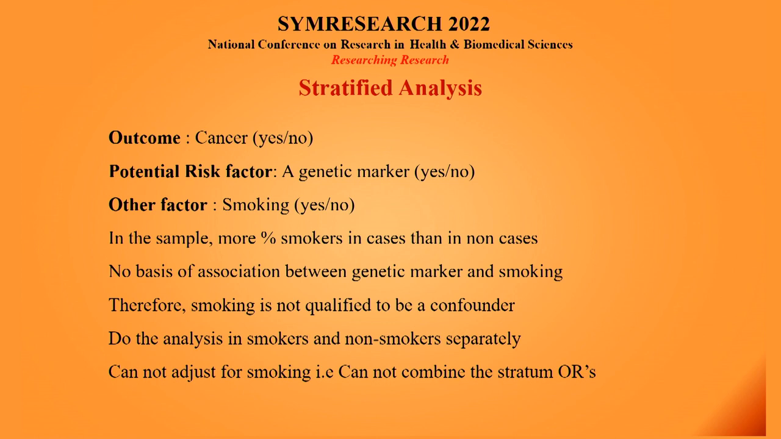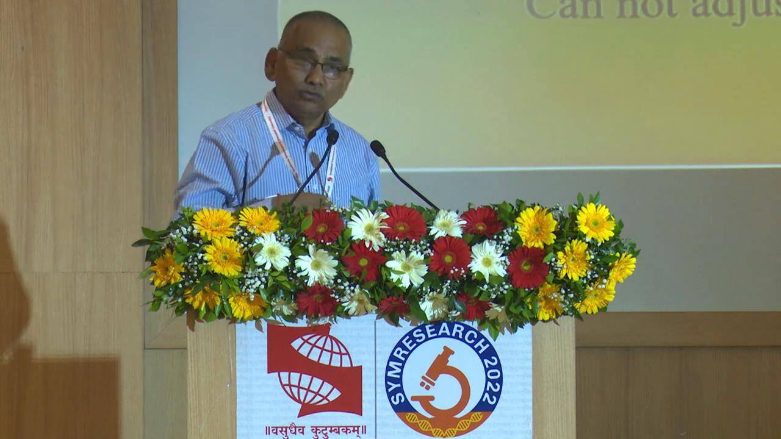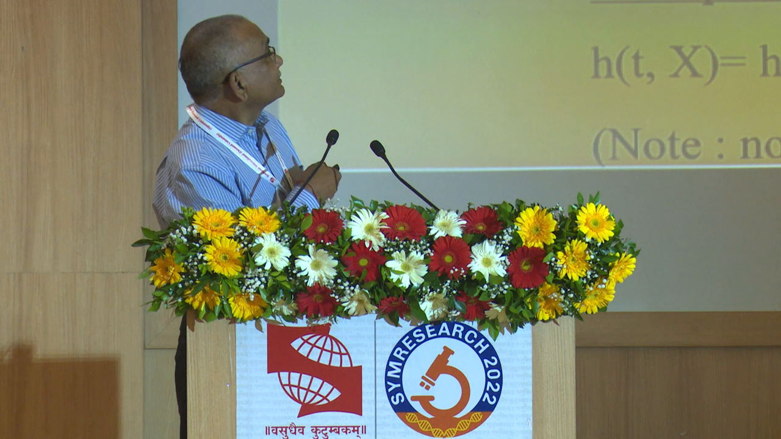But is there any demonstrated relationship between smoking and the genetic factor? Are those who have these genetic characteristics more likely to smoke? If there is no relationship, then this link is missing, and you can't adjust for it. Then what you should do is look at this relationship in two different strata, one among smokers, the other among non-smokers. Don't combine the two. So do stratified analysis. So that is what it is.